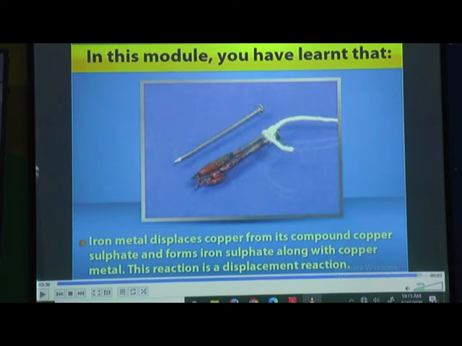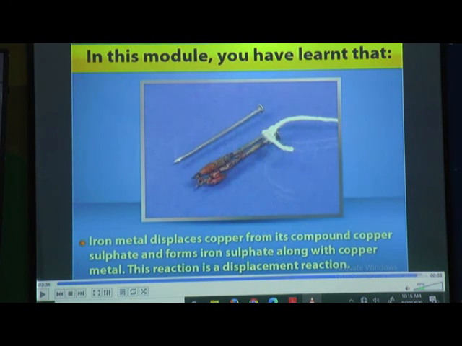And what happens here? Iron metal displaces copper from its compound copper sulfate and forms iron sulfate. So copper sulfate and iron form iron sulfate, and because of that, the copper sulfate solution becomes green in color, and the nails also change color because of the copper released in this reaction. So this reaction is a displacement reaction. Okay, so hope you understood.